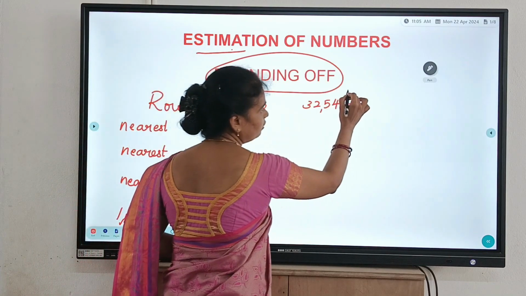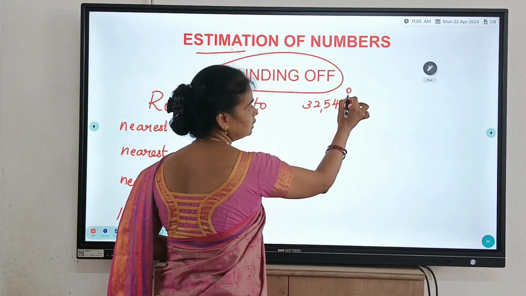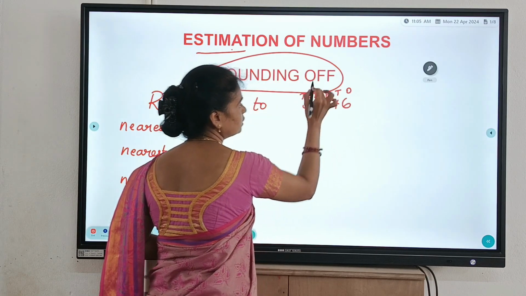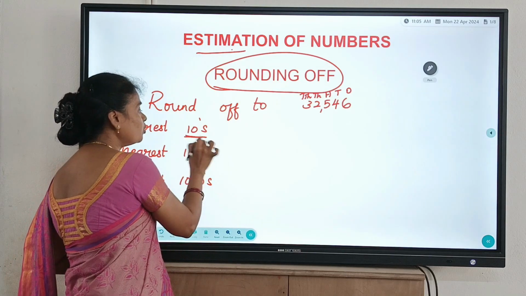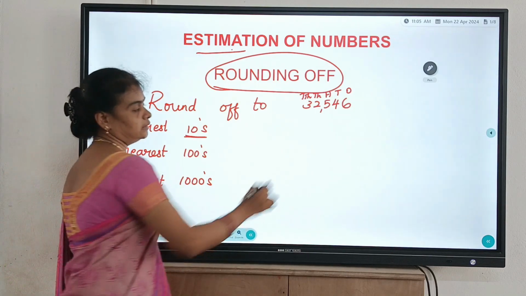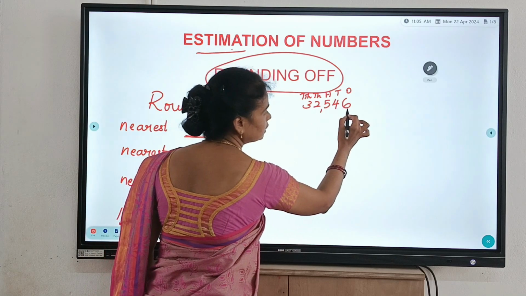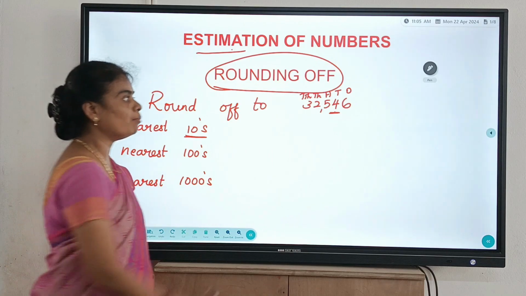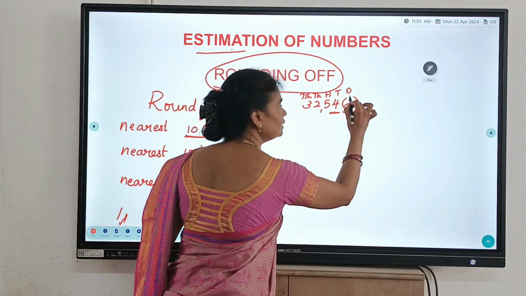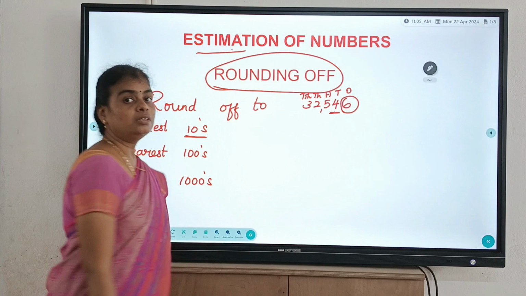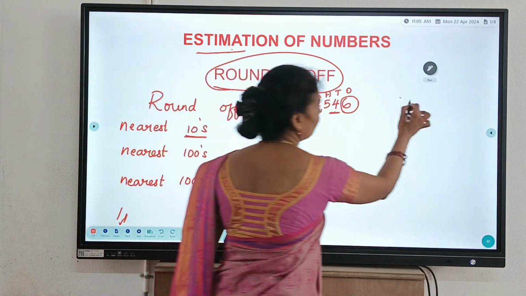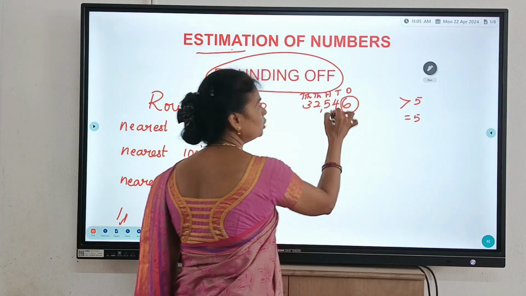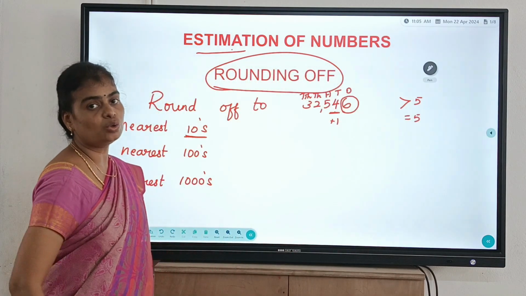In order to do that, we have to write the place value of those numbers. So this is ones, tens, hundreds, thousands, 10,000s. Here, first step, we are going to round off to the nearest tens. So identify the number in the tens place. Ones, tens. So this has to be rounded off. In order to round that number, we have to see the next number following that one. If this number is greater than 5 or equal to 5, you add plus 1 to the previous number. That is what we are going to round off.